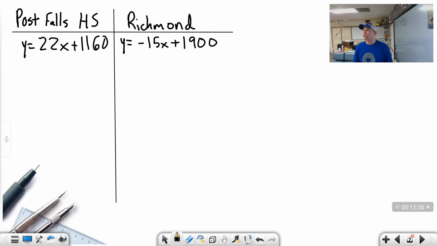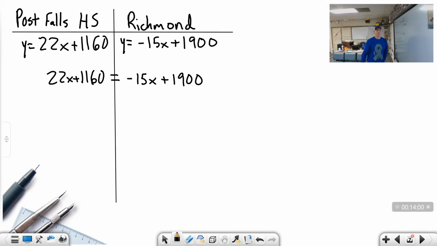Okay? Step 1, when you are solving equations, step 1, set them equal to one another. So let's take 22x plus 1,160, and it is going to equal negative 15x plus 1,900. Okay, here's what you're going to do. You are going to pause the video. You might want a calculator. You're going to do side flip, and a regroup. Write x equals. Pause the video. Find x equals.